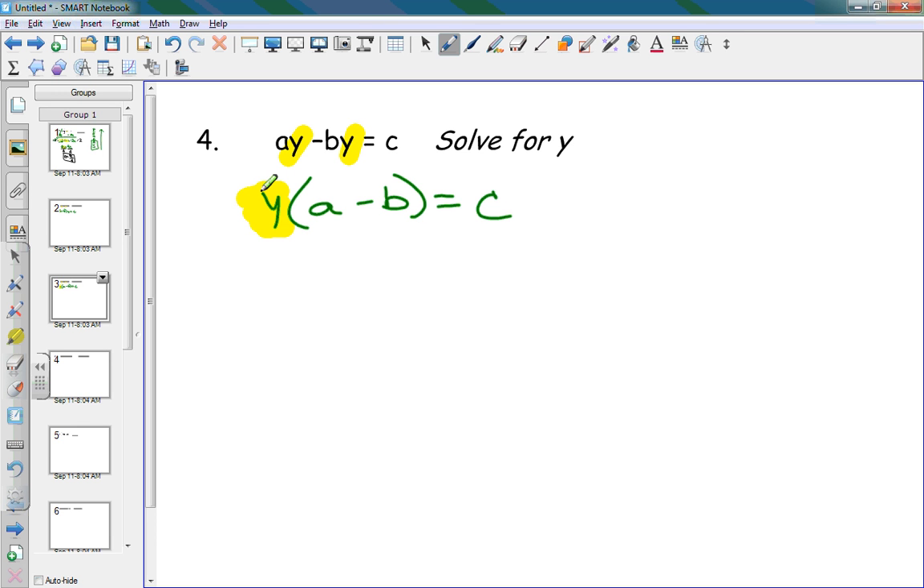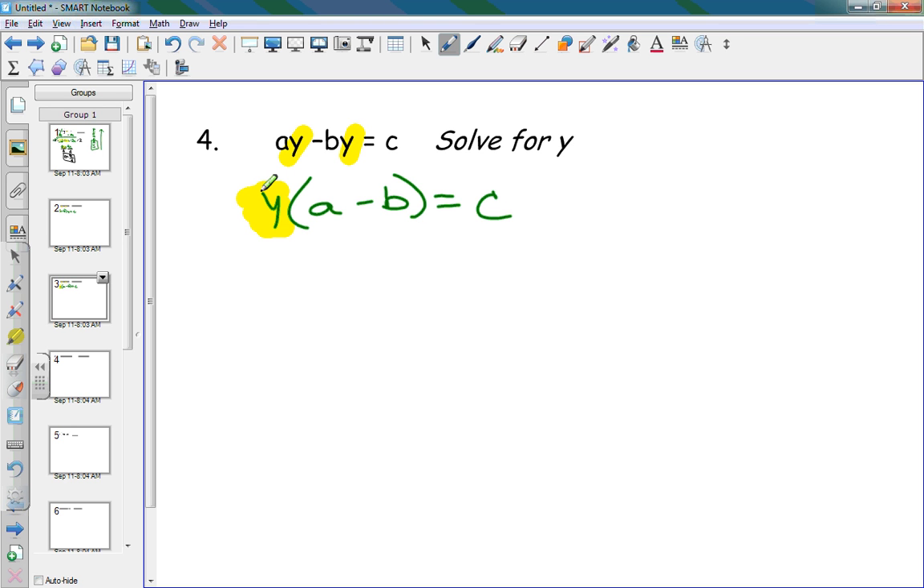So with that said, what is attached to the Y again? How do I get rid of A minus B? Divide by it, because I want to isolate Y. I want Y all by itself. He's the Lone Ranger, plays by himself. You get what I'm saying? So we have to get rid of what's attached to it.